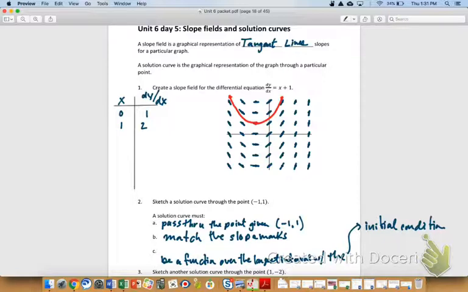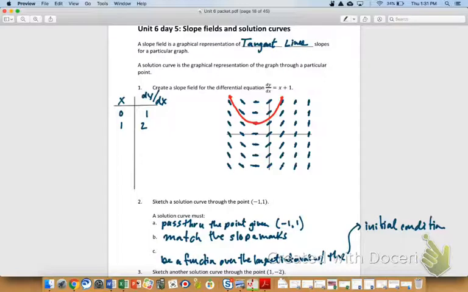It's got to be a function. Is my red curve a function? Yes. And it's got to contain the initial condition. Does it contain the initial condition? Yes. So that's why I say requirement number 3 is not going to really matter for our red graph. But later on it will.